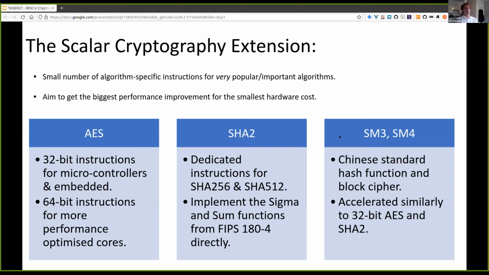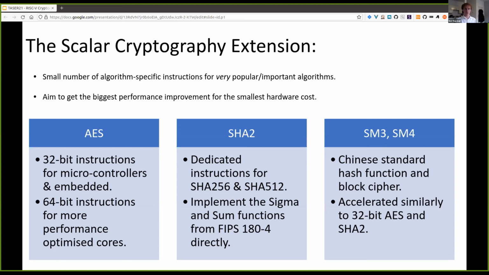Instructions for SHA-2, and then SM3 and SM4, which aren't as well known, it's my understanding, but they are the Chinese standard equivalents of AES and SHA-2, and RISC-V being sort of an international standard, they merited inclusion on that basis alone. So these classes of instructions are designed to be extremely lightweight to implement, around about 1K NAND2 gates for those of you who are sort of more hardware focused, and you get an enormous speed up for your small investment in gates.